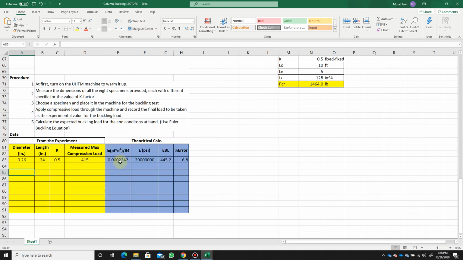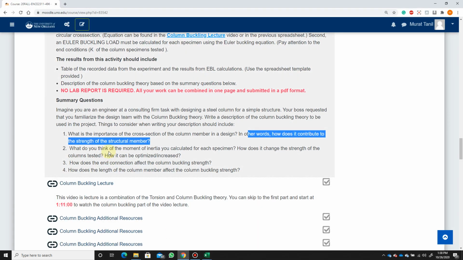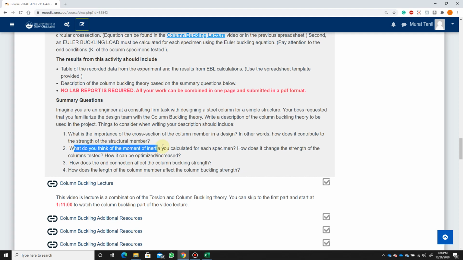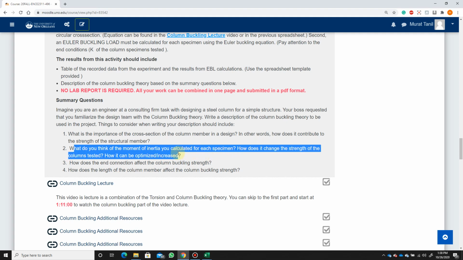So let's look at the second question. What do you think of the moment of inertia you calculated for each specimen? How does it change the strength of the column tested? How can it be optimized? In other words, how can it be increased?